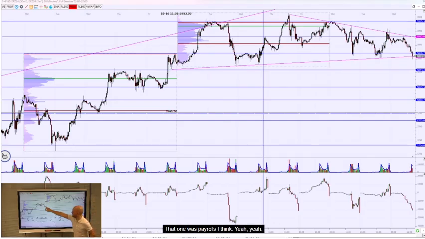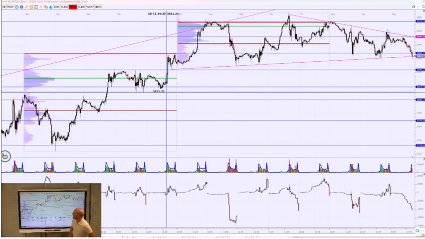Yeah, that one was payrolls, I think. Yeah. No, that wasn't payrolls. That was the day after CPI. Payrolls was the week before. On the left, isn't it? Yeah, but you can at least go, that news happened, market did that, therefore the news created the move. But outside of that, I think you can explain away anything.